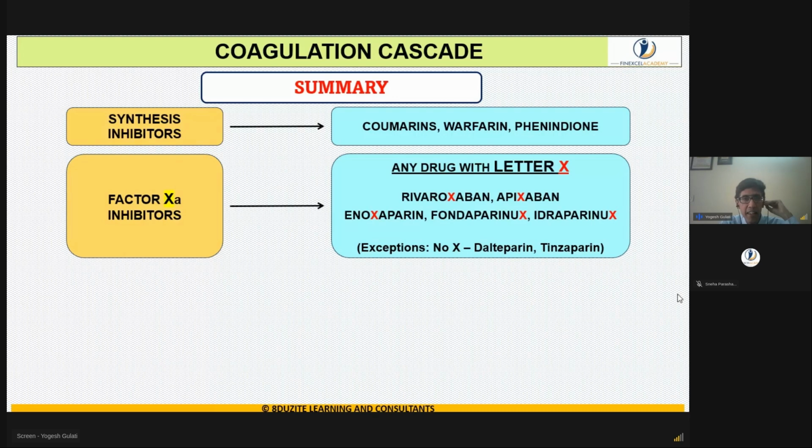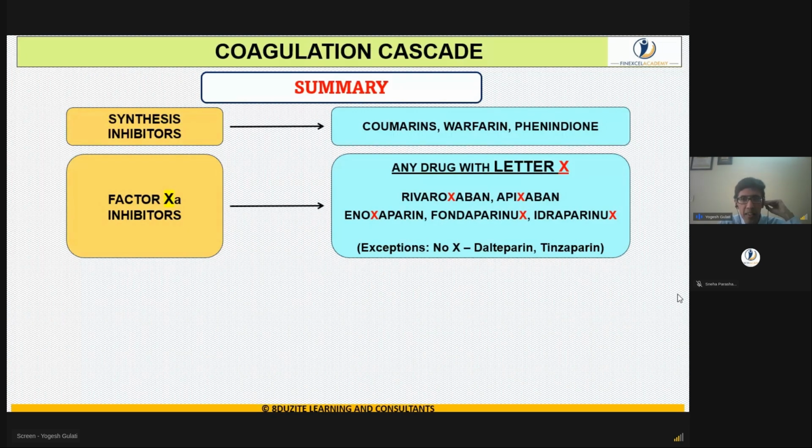So all these drugs have the letter X. If you get the letter X, they are automatically factor 10A inhibitors. If you get the letters XA together, like in the first two instances, rivaroxaban and apixaban, they are oral inhibitors. So by a thumb rule, if you get the letter X, they are all factor 10 inhibitors.